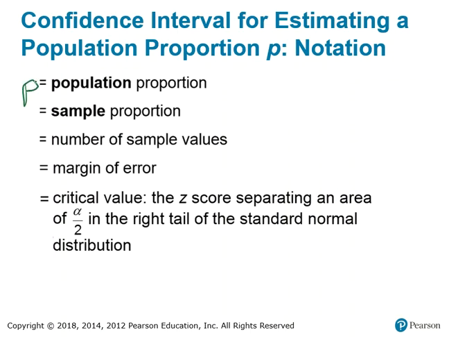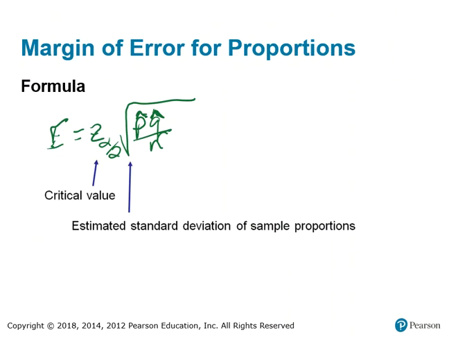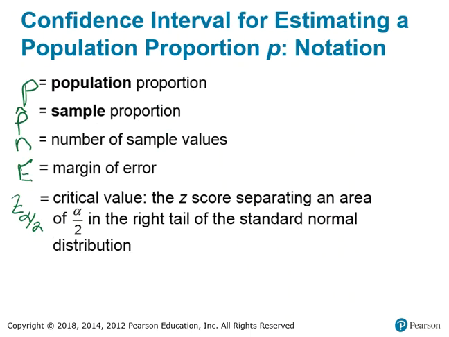That's what I'm trying to find out about. My sample proportion is what I know about. That's my p hat. How many are in my samples? That's n. My margin of error is capital E. My critical value symbol, remember, is Z alpha over 2. So those are the symbols that I'm using here in this formula, and that's what they represent.